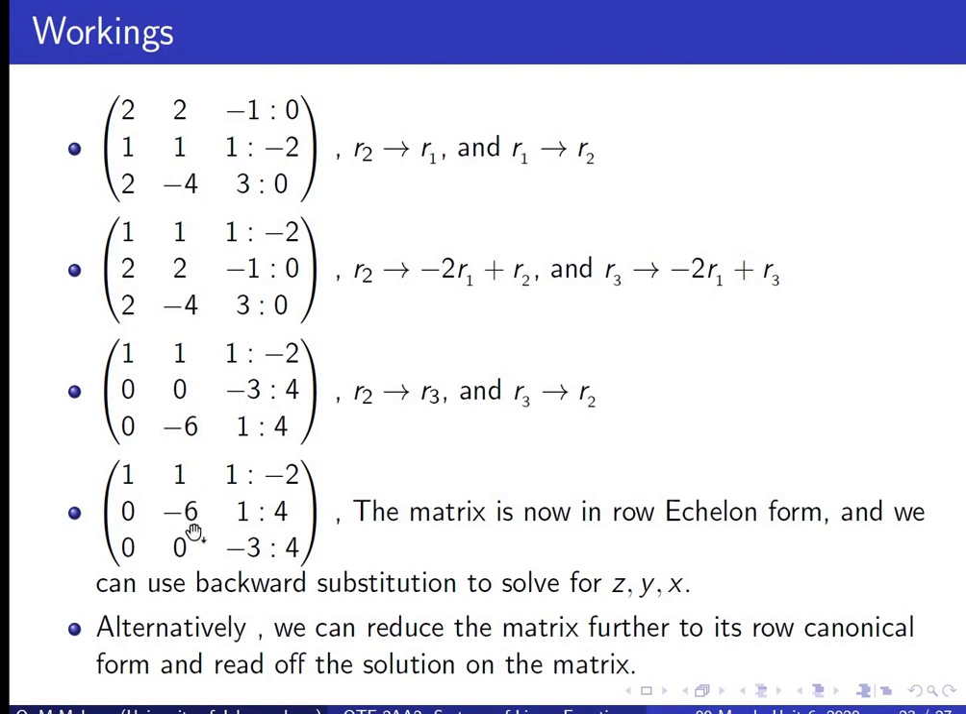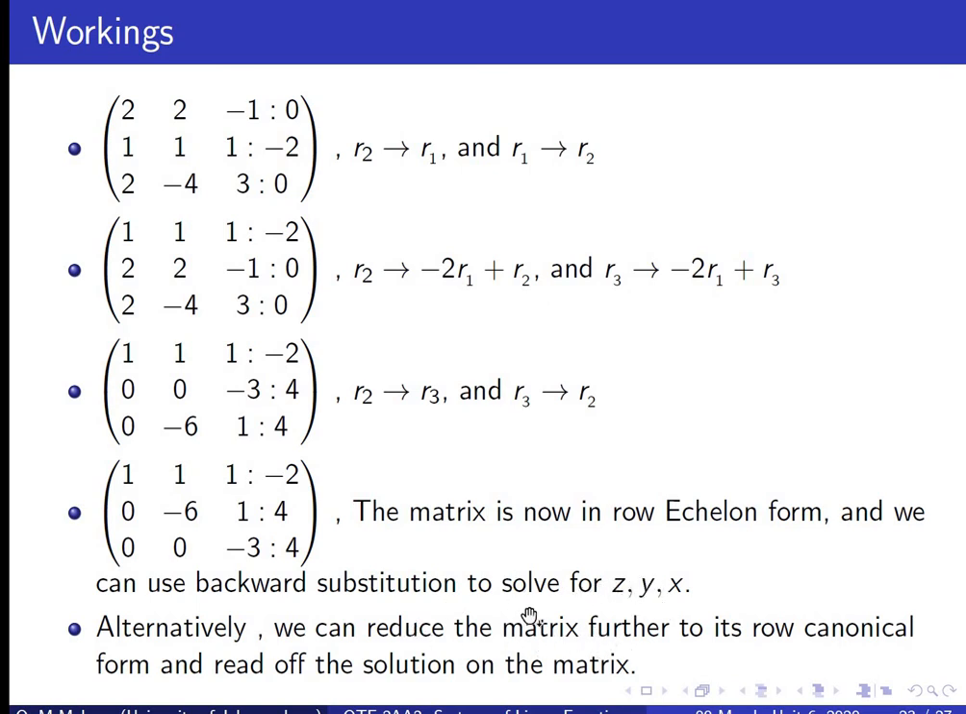My pivot is -6, and under -6 we have 0. My pivot is -3. Under -3 we have nothing, because this is just the system of 3 equations. As you can see, this system is in upper triangular form. So it is in echelon form. And once our system is in echelon form, we can use backward substitution to solve for z, y, and x.